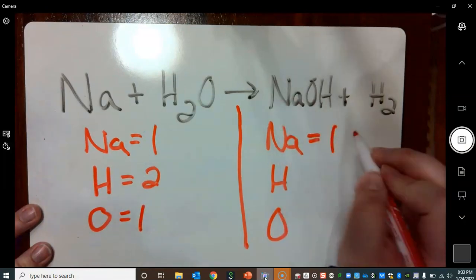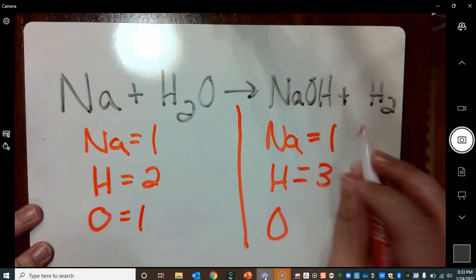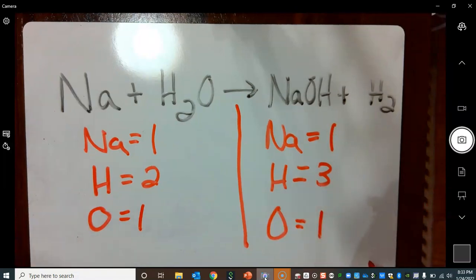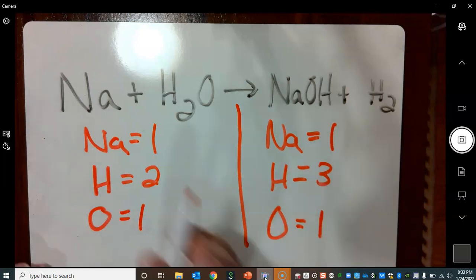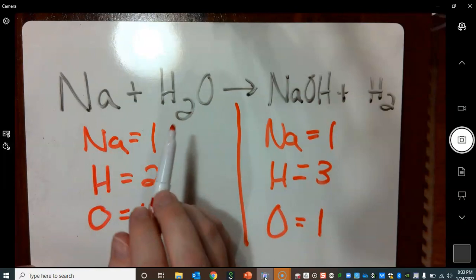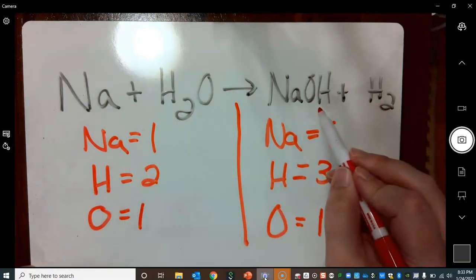All right, so initially I have 1 sodium, 2 hydrogens, and 1 oxygen. On the right, I have 1 sodium. I have a total of 3 hydrogens, 1 from sodium hydroxide and 2 from H2, and I have 1 oxygen. All right, so the only thing right now that's not balanced is hydrogen. So we have to start there, which is a little bit unfortunate, but such is life. All right, so when I look at water, I see that no matter what, again, I have to have an even number of hydrogens. And over here I have an odd number.